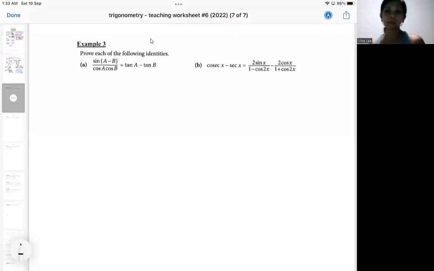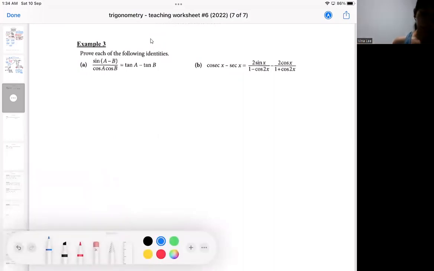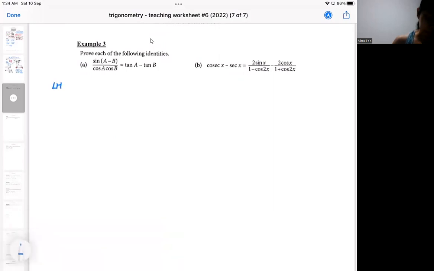So for this example, I'm going to show the proving using either addition or double angle formula. So for 3a, the complex side will be the one with the fraction. And the numerator already suggests that you should be using the addition formula. So I'll be starting from the left-hand side, and I will use the addition formula.